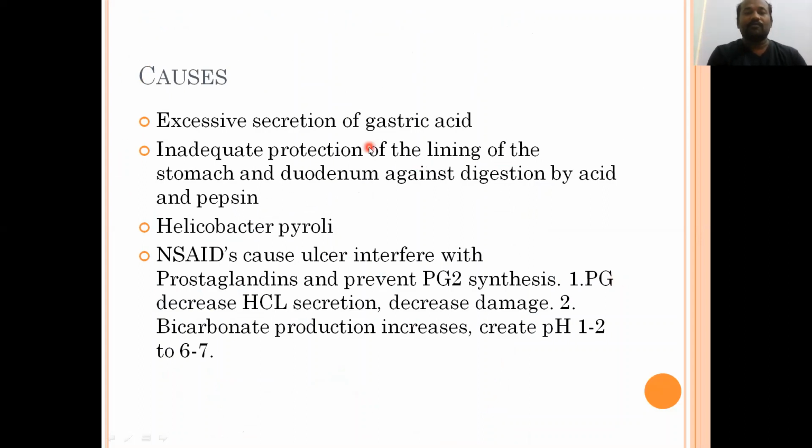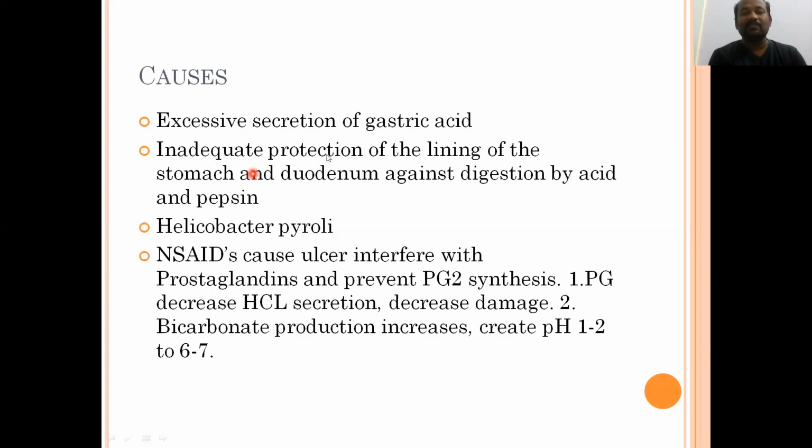The cause of peptic ulcer disease is ultimately excessive secretion of gastric acid, hydrochloric acid secreted in excess, that leads to a very acidic pH. The pH of the stomach is normally between 3 to 5, but in this case of acidity, it is very acidic, nearly 1, which is causing damage to the gastric mucosa.